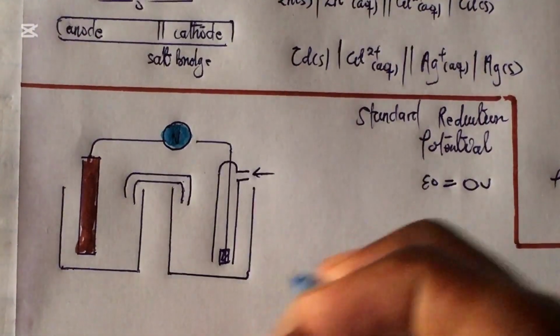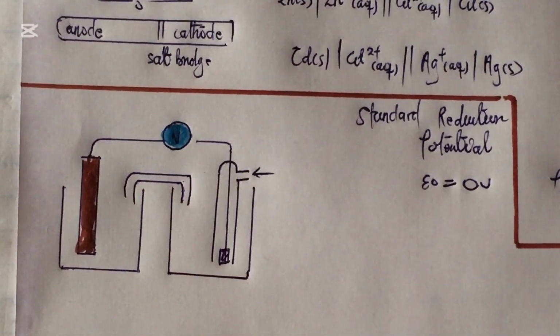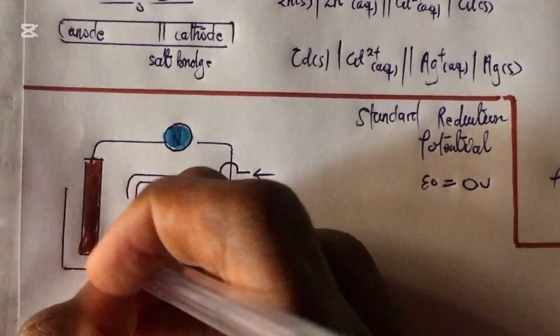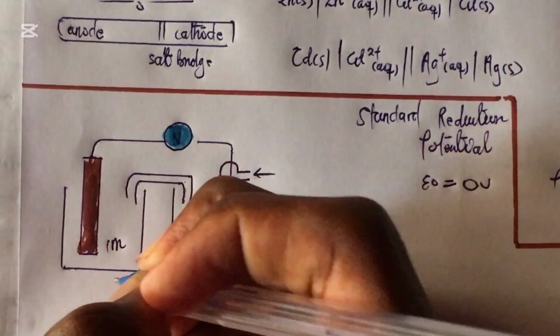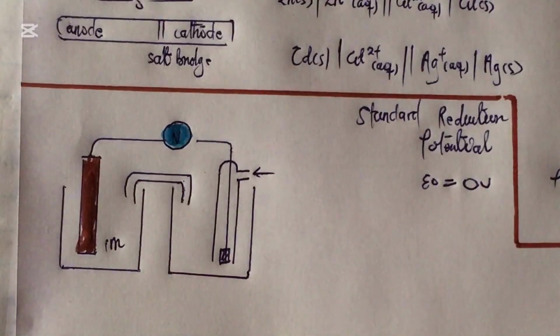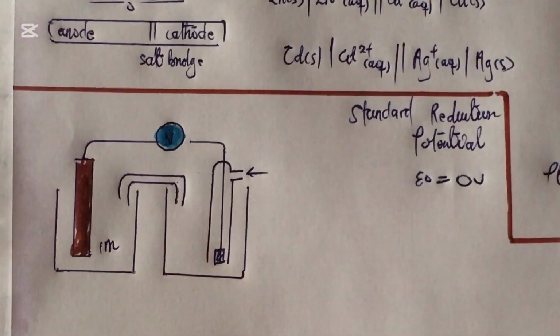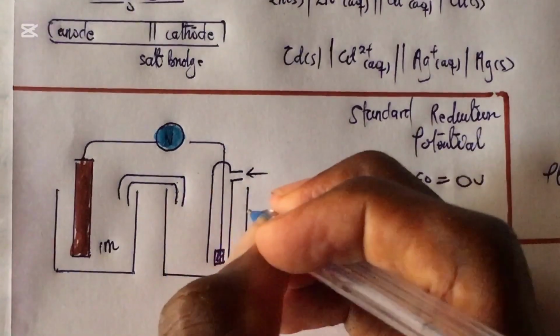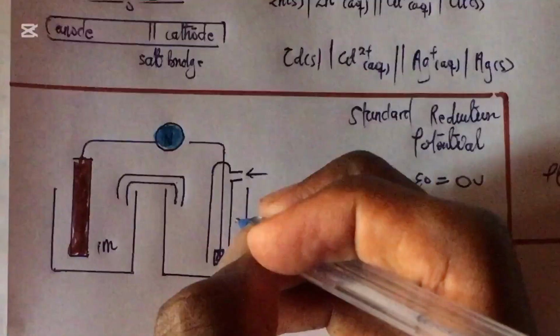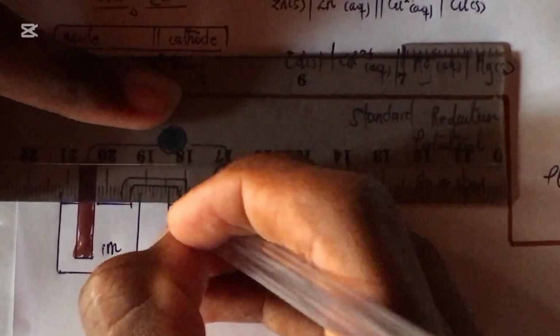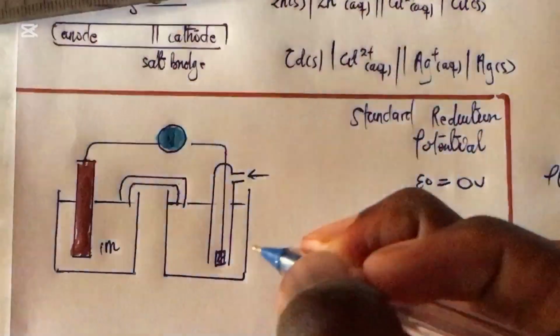For instance, this one is a standard hydrogen electrode, and this one is also a standard electrode. Standard in a way that it has a concentration of 1 molar and it is occurring at standard conditions. We have connected it with this standard hydrogen electrode. If we set everything into place, with everything in solution, we are going to have our salt bridge and everything.